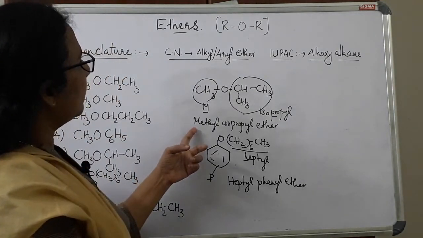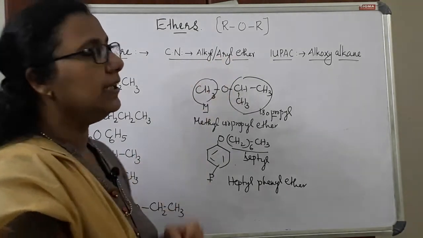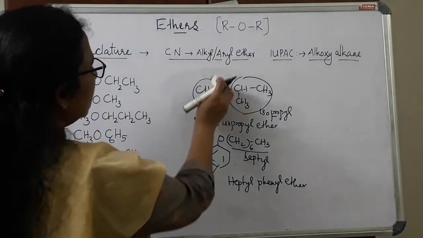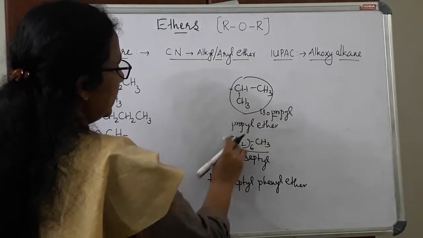So we can write the common name in the format alkyl or aryl ether. So this is about common names. Now let's see the IUPAC name of ethers. How to write the IUPAC name.